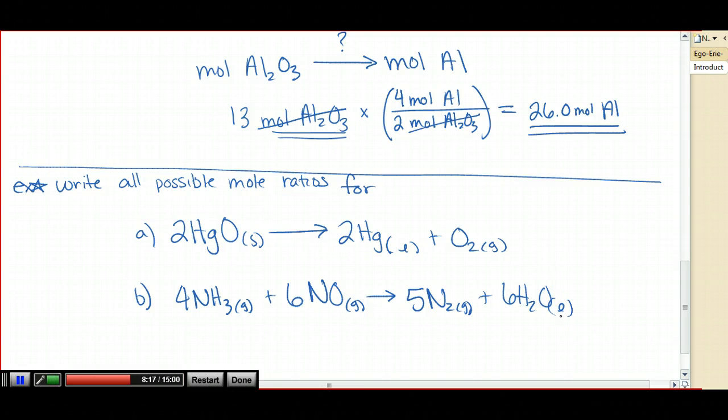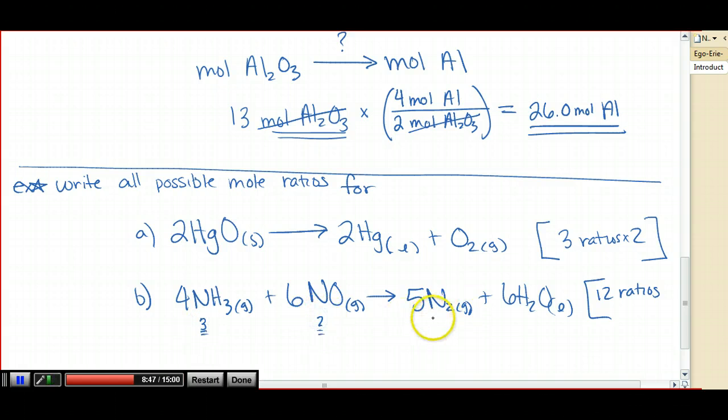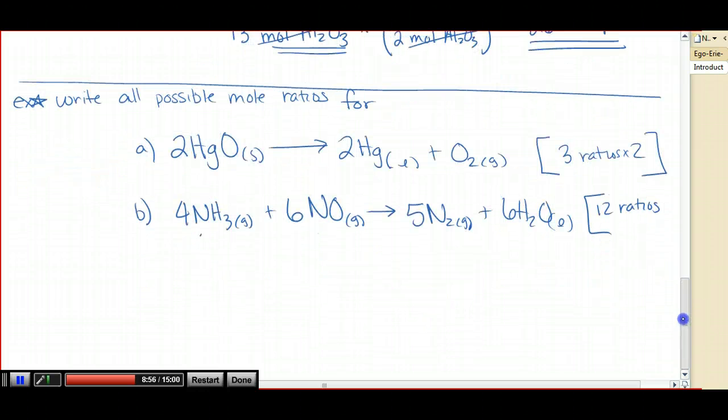Okay, so you should be able to come up with, just as a hint, 3 ratios times 2, so 6 ratios for the first one, and 1, 2, 3, 4, 5, 6, 7, 18 ratios, is that right, for the next one? I have to think about this. And 12 ratios, because you should have 3 others for this one, 2 others for this one, and then the 1 other for that one. And if you flip-flop them all, you should end up with the right number of ratios. Okay, so that deals with mole ratios.